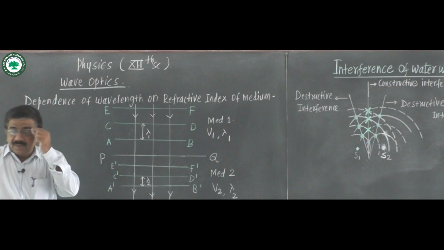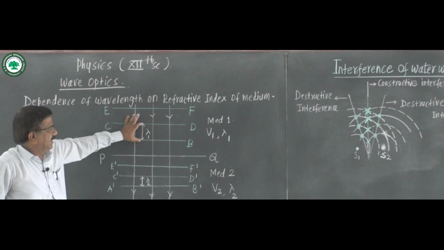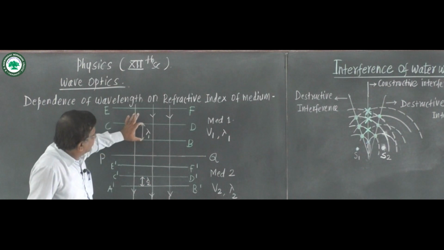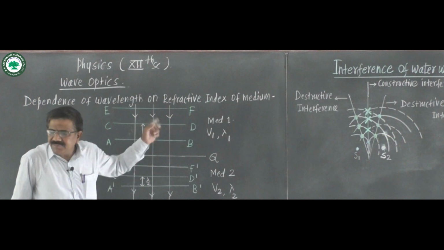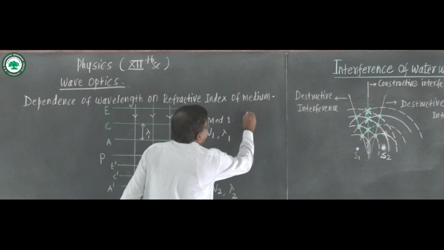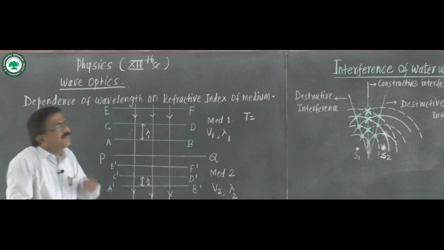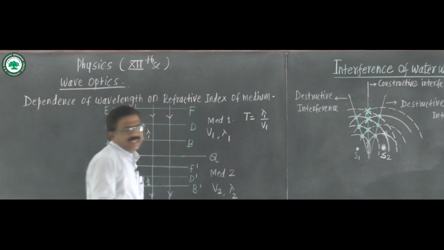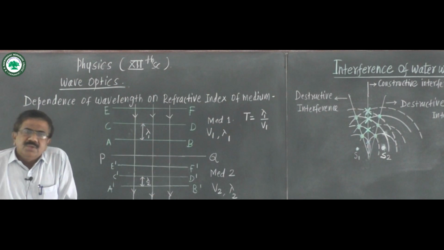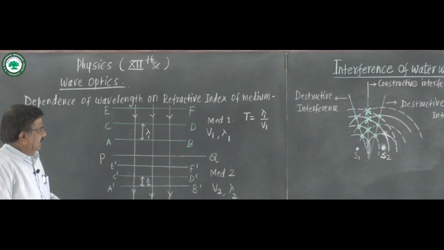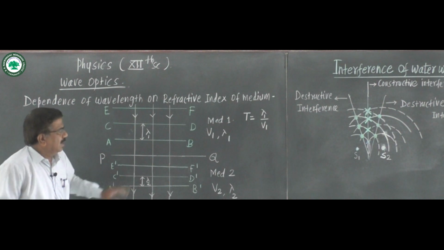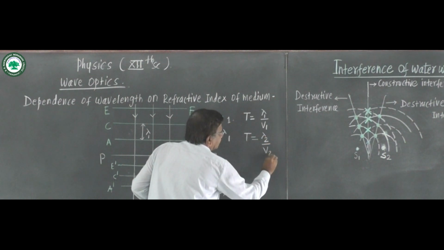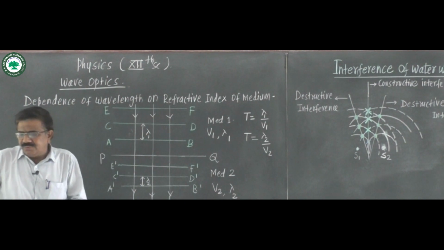We know wavefront covers a distance lambda 1 in periodic time T. Hence, in medium 1, we write T is equal to lambda 1 upon v1. During the same time T, the distance covered by the wave is lambda 2 and velocity is v2. So T is equal to lambda 2 upon v2.